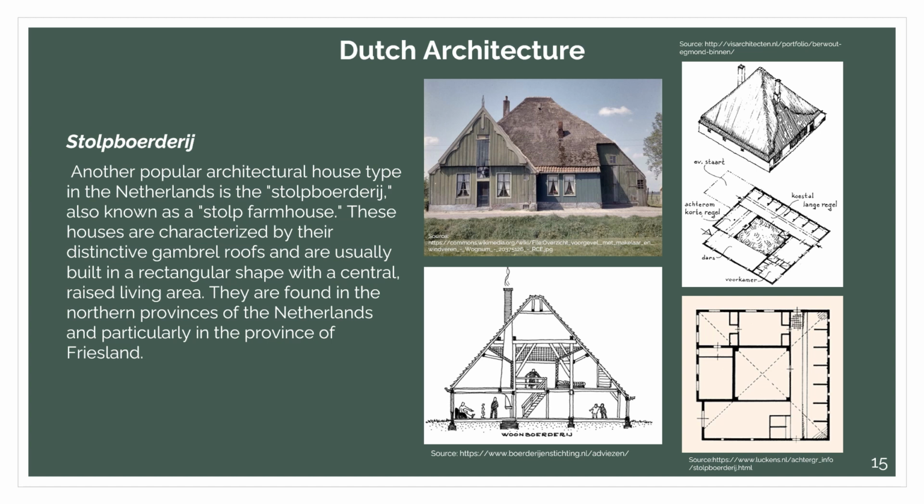Stolpboerderij. Another popular architectural house type in the Netherlands is the Stolpboerderij, also known as a stolp farmhouse. These houses are characterized by their distinctive gambrel roofs and are usually built in a rectangular shape with a central raised living area. They are found in the northern provinces of the Netherlands and particularly in the province of Friesland.